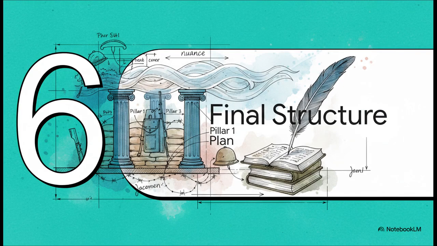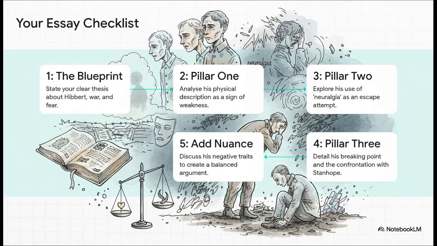And there we go. We've got our blueprint. We've built our main pillars. We've even added that crucial layer of nuance. All the pieces for a fantastic, top-grade essay are right here. Let's just quickly review the final plan. Here it is, your checklist for success.